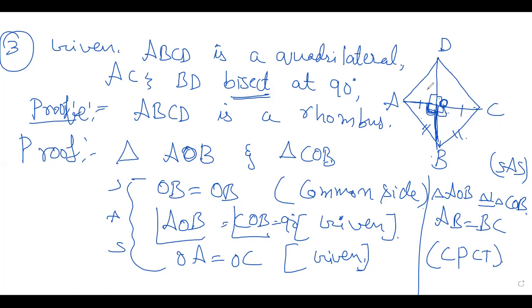See, if you take these two triangles, AOD and COD, sorry, then you can prove AD is equal to CD. So these two are right angles, it is common, and these two are equal. So you can say if all the sides are equal and diagonals bisect each other at 90 degrees, it is a rhombus. Okay, I will write here.